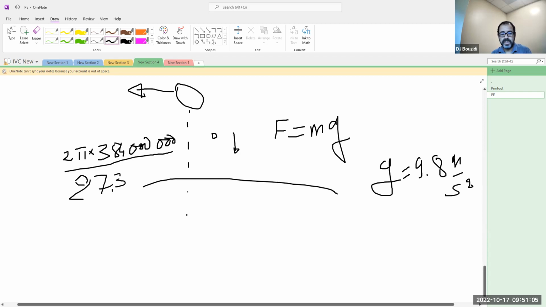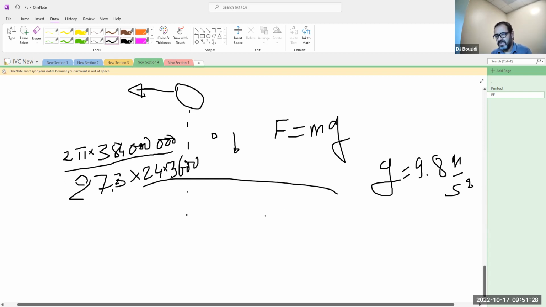But that's in days. I want it in seconds because remember, these laws of Newton require meters per second. So I have to multiply by 24 hours in 1 day, the number of hours in a day. And every hour has 60 minutes, and every minute has 60 seconds. So 60 times 60 is 3,600. And that is the speed with which the moon goes around the Earth.